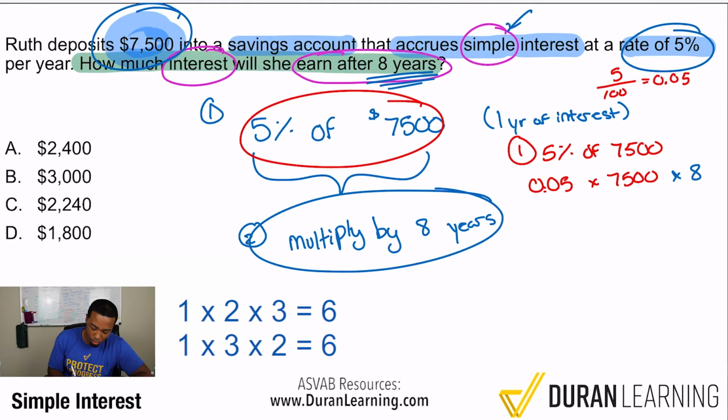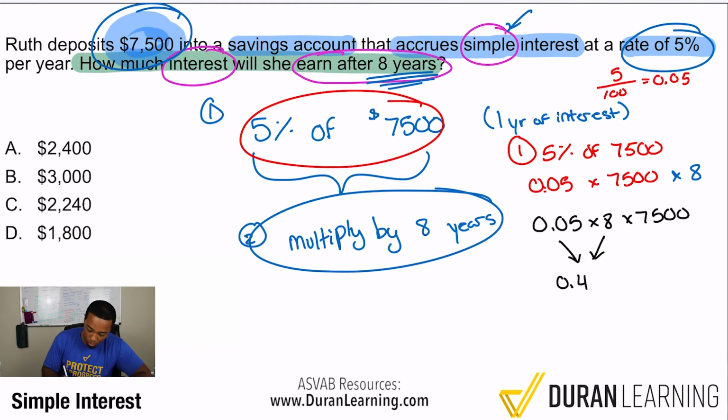Think about it like this. Is 1 times 2 times 3 the same as 1 times 3 times 2? The answer is yes. They're both 6. So really what I'm trying to get at is that you can shift this over and just say 0.05 times 8 times 7,500. That's going to make my life a lot easier. You want to know why? It's because 0.05 times 8 gives you 0.4 or 0.40, whichever way you want to say it.